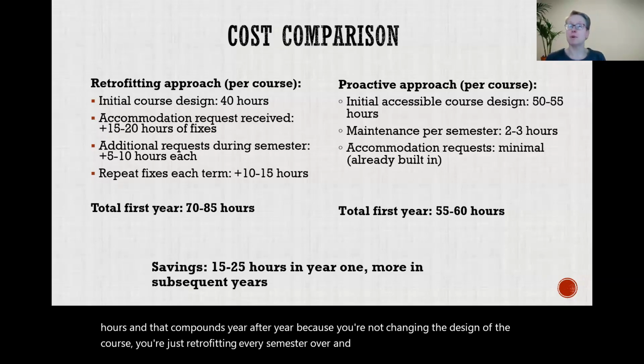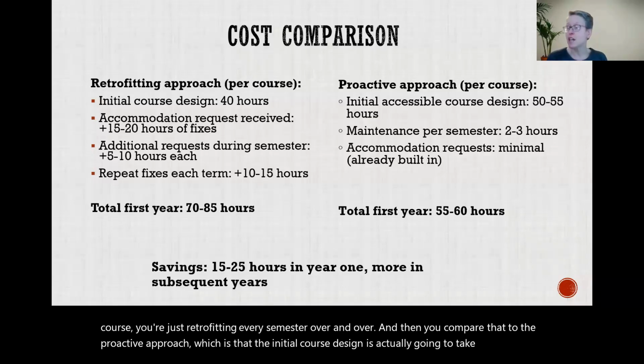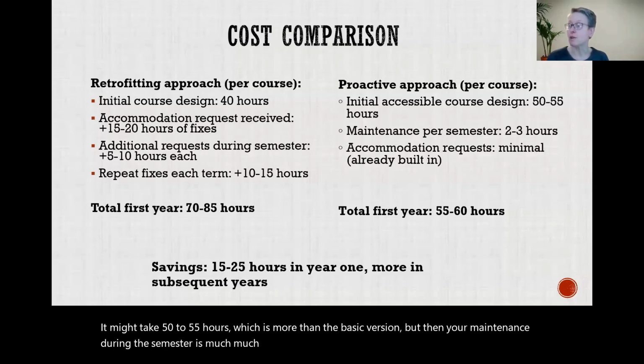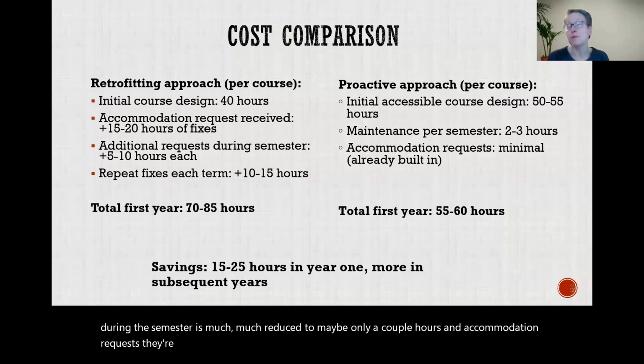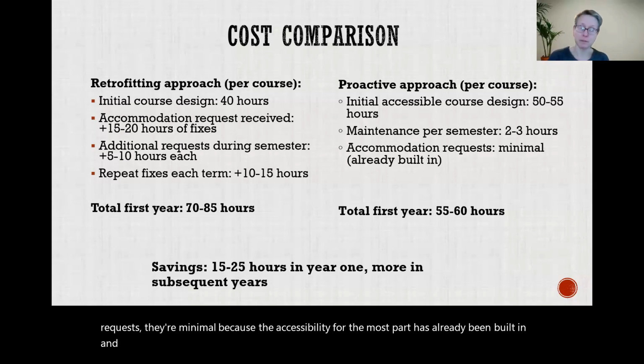And then you compare that to the proactive approach, which is that the initial course design is actually going to take longer. It might take 50 to 55 hours, which is more than the basic version, but then your maintenance during the semester is much, much reduced to maybe only a couple hours. And accommodation requests, they're minimal because the accessibility for the most part has already been built in. And that compounds every semester.